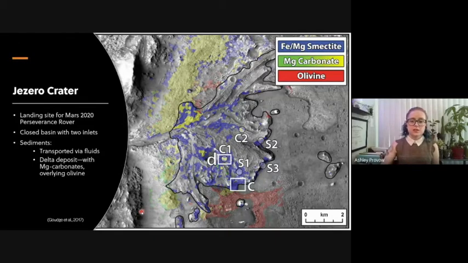As you can see with this figure here on the right from Goudge et al. 2017, we have iron and magnesium smectite clay minerals along with magnesium carbonates mantling the surface of this heavily channeled delta that is overlying unaltered olivine-rich material. Based on the distribution of clay minerals on this delta and the fact that it is a delta, it's likely that these minerals are detrital rather than forming in situ.